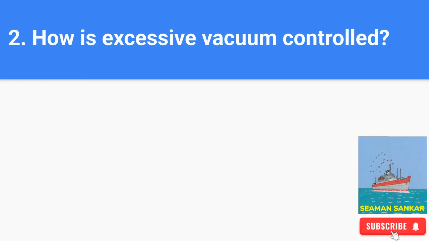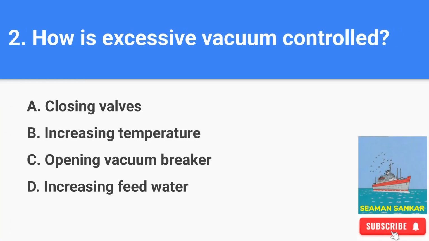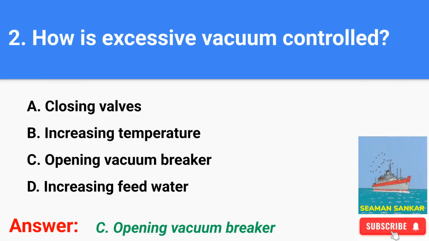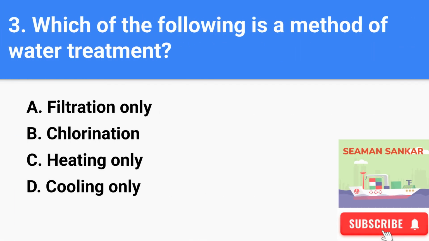Question 2. How is excessive vacuum controlled? The options are A. Closing valves, B. Increasing temperature, C. Opening vacuum breaker, or D. Increasing feed water. The answer is C. Opening vacuum breaker.